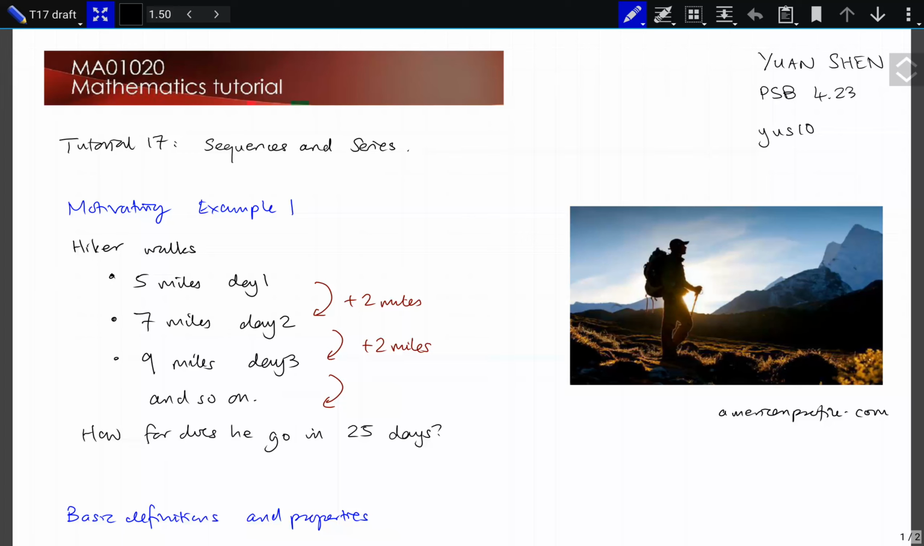Welcome to this tutorial on sequences and series. As a motivating example, consider the hiker. Let's say on day 1 he walks for 5 miles, on day 2 he goes for 7 miles, and so on. Notice that between days he goes further and further, 2 extra miles each day. So the first question is, how far might he go in 25 days?